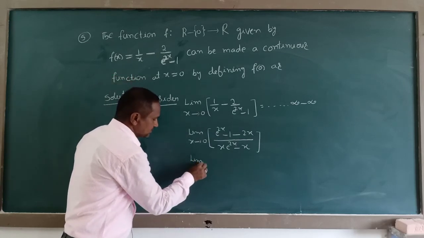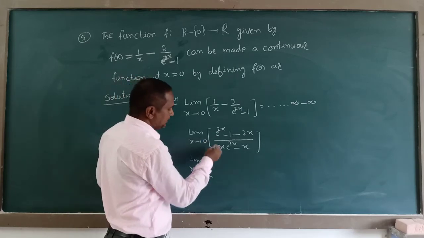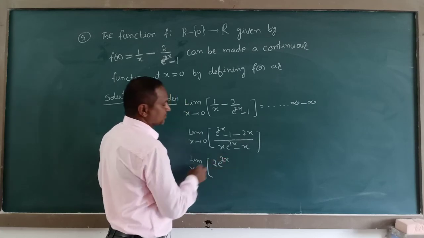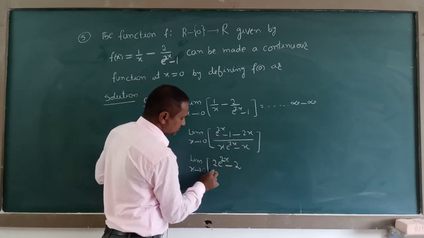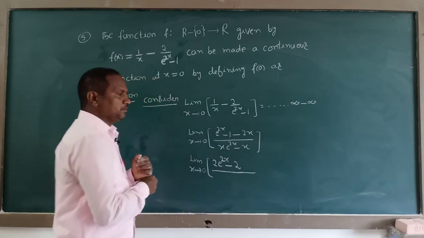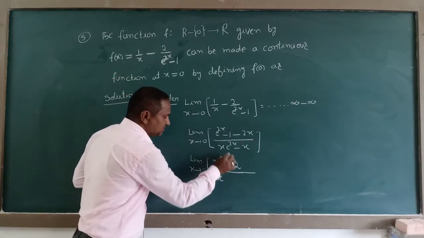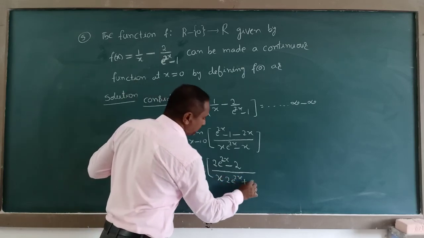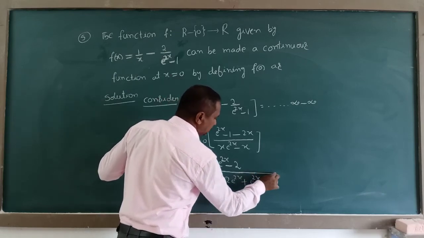Now, limit x is tending to 0. Take the differentiation with respect to x. The differentiation of e power 2x is 2 into e power 2x. d by dx of 1 is 0. Minus d by dx of 2x is 2. Whole divided by x into e power 2x, by the product rule d by dx of u into v: x into d by dx of e power 2x is 2 e power 2x, plus e power 2x into d by dx of x, which is 1. Minus d by dx of x is 1.